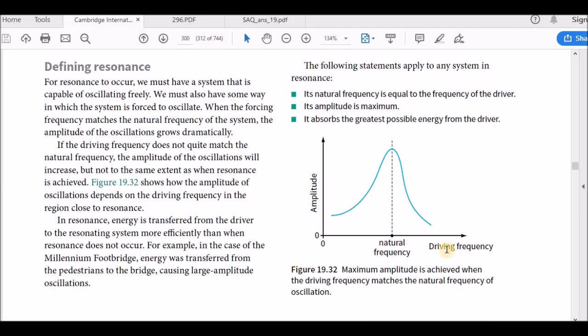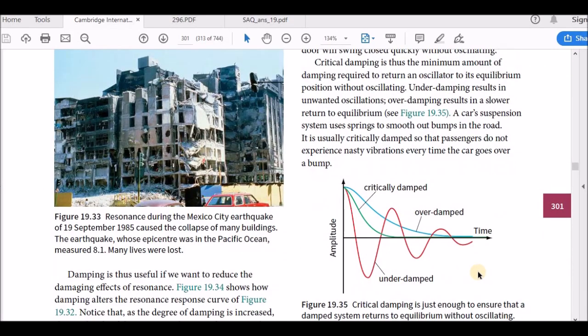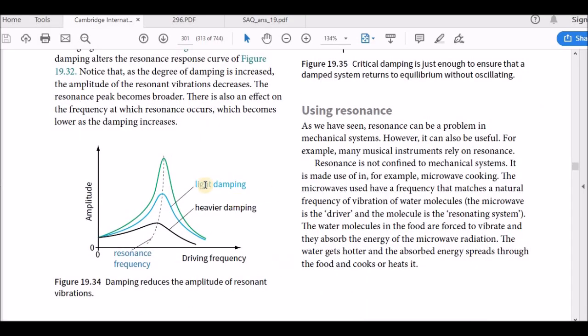Okay, you should know this graph. In the exam papers, I have seen this being questioned. You have to draw it. So amplitude, here we have driving frequency. When the driving frequency equals the natural frequency of the object that is oscillating, then you get the object oscillating with maximum amplitude. So at this point we have resonance. Maximum amplitude is achieved when the driving frequency matches the natural frequency of the oscillation. Okay, so this graph is also important.